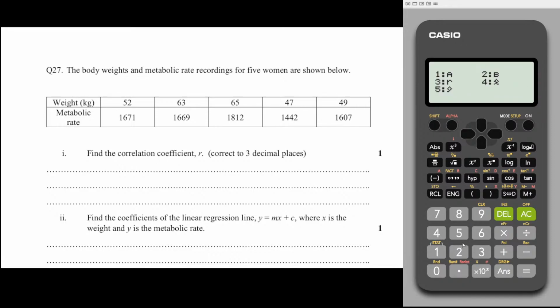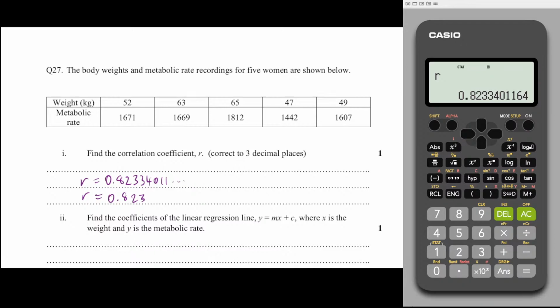So we're going to go 5 and we're going to go 3 and we're going to get a correlation coefficient of 0.82334011 blah blah blah, we don't care, but we're going to round to 3 decimal places, which is 0.823. Okay, and this is our R value, this is our correlation coefficient.